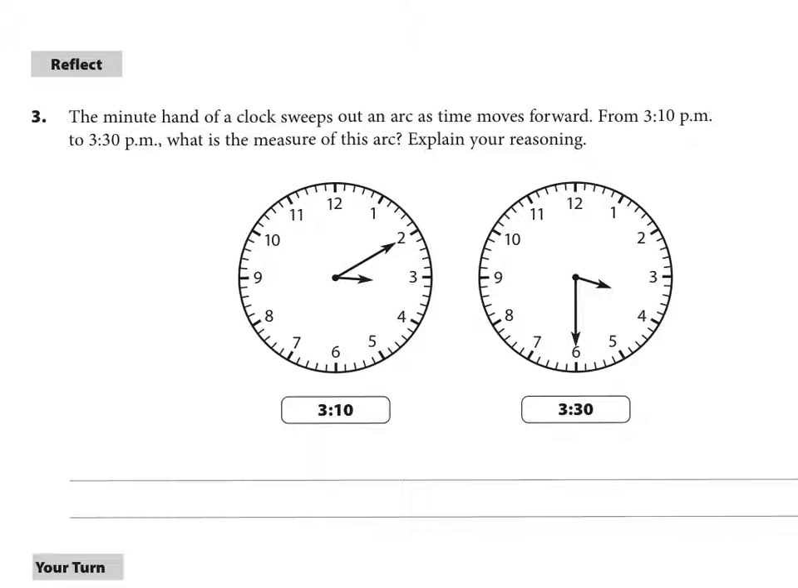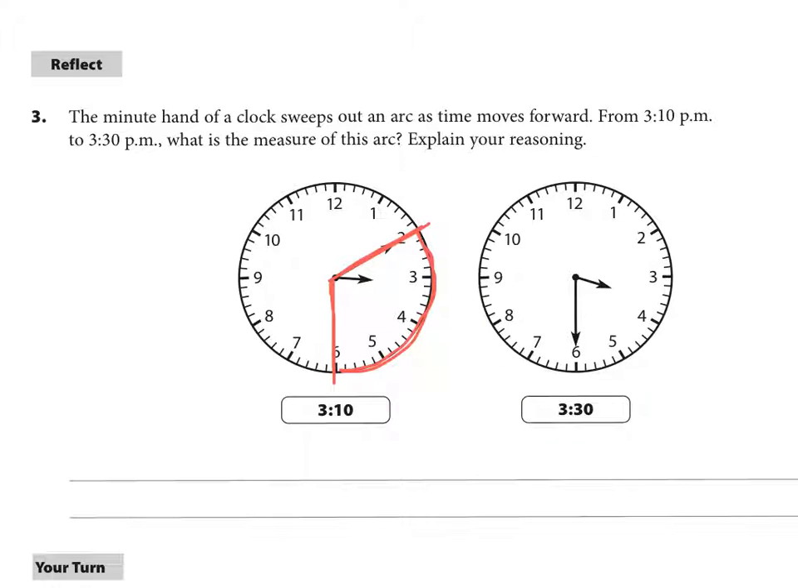All right, so let's do one example just to talk about what we've learned so far, and then we'll add one more little postulate or theorem. This question talks about an arc moving, and it says the minute hand starts at 10 after and is going to move to 30 after. It's asking what is the measure of this arc. And when it says measure, it's asking for a degree measurement.